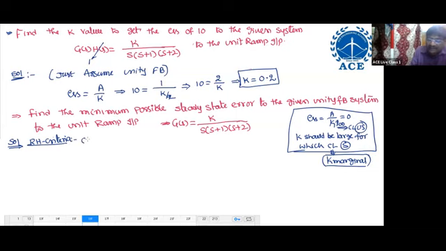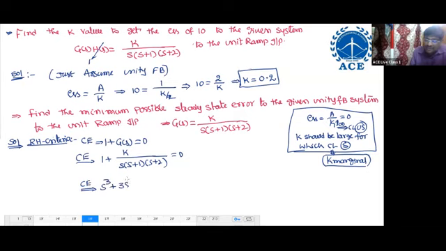So first write the characteristic equation. So 1 plus G of S equal to 0. What is the characteristic equation? Simply 1 plus K by S into S plus 1 into S plus 2 equal to 0. Now expand this. S cube plus 3S square plus 2S plus K equal to 0. So this is the characteristic equation. Now what is the K value?